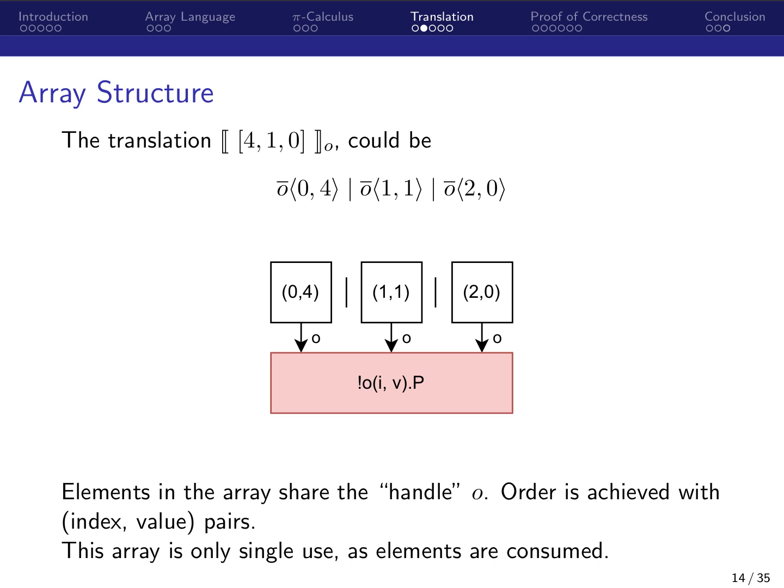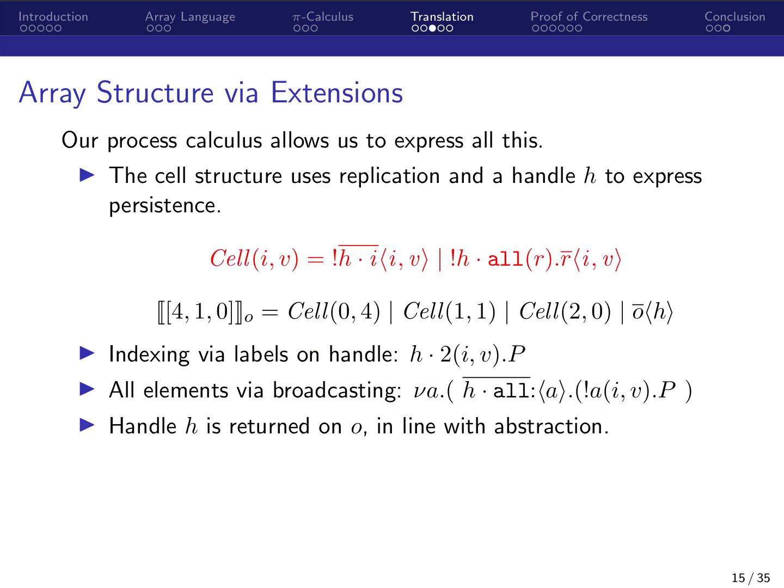And then if we want to interact with that particular cell, we simply use the O channel, because we need to share that handle among everyone, and we use the index for the first component for getting the right cell. But this sort of array can only be used once. How do we deal with that?